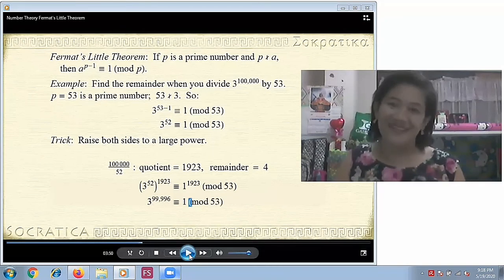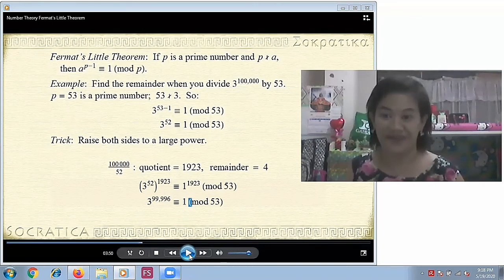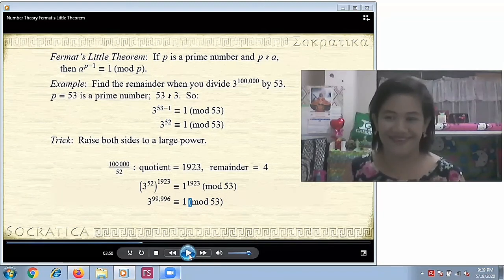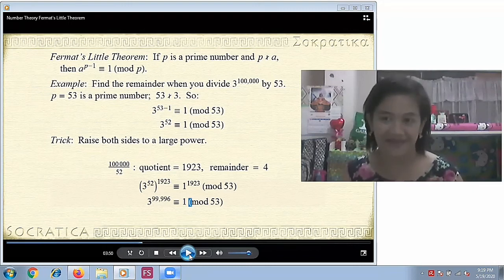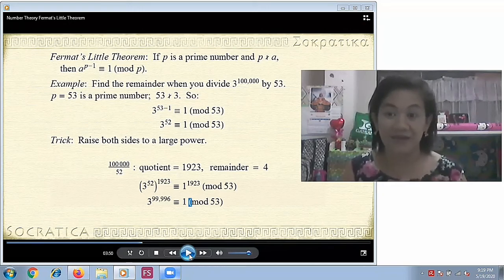All right. So we have now 3 raised to 99,996 is congruent to 1 mod 53. No, that is not yet 100,000. So what do you think will be used, or what number shall be multiplied to both sides of the congruence so that the left hand side will become 3 raised to 100,000.